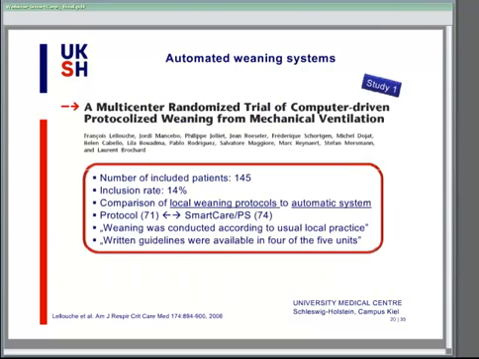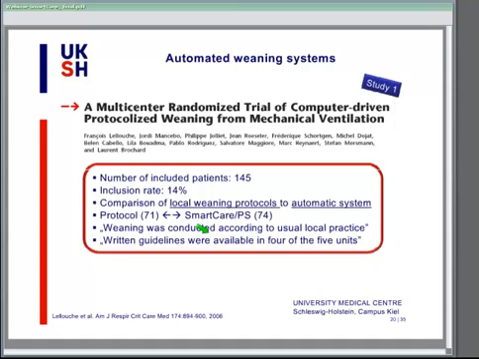Now let's come to the clinical trials that investigated SmartCare. I will show you 3 studies. The first study was published by Lellouche and co-workers in 2006 in the Blue Journal. They included 145 patients, and they had an inclusion rate of 14%. This was a multi-center trial in 5 university teaching hospitals, and patients that were ventilated long-term, so longer than 24 hours, were randomly weaned with a protocol or with the SmartCare system.